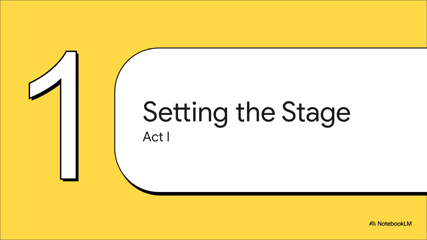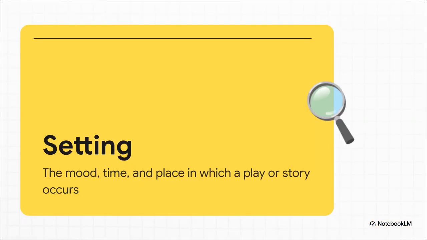All right, Act 1, setting the stage. Because every great drama absolutely needs a solid foundation before the action even kicks off. So, setting. This dictates the mood, the time, and the place of the story. And if you're ever reading a script, you'll see this crucial world building is usually right there in the opening stage directions right next to the cast list. It instantly pulls us into a very specific reality.